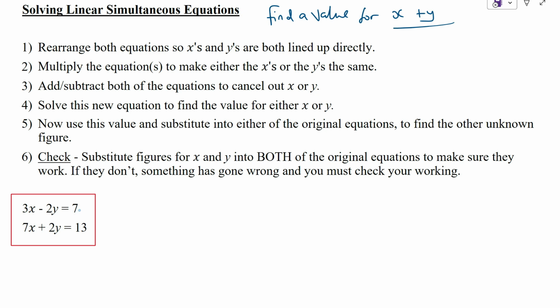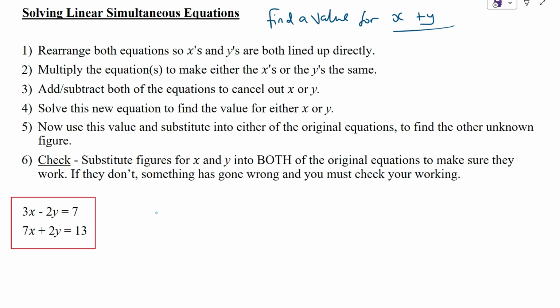So now the first step is we need to rearrange both of these equations so that the x's and the y's are lined up. Now, in this question, they've already given us both equations in that format, which is fine. If, for example, this second one was written as 2y plus 7x equals 13, we would need to rearrange either this one or the top one to make sure the x's and the y's are lined up, okay? Because we are going to need that for the following step. So I'm just going to go ahead and write down both of these equations.